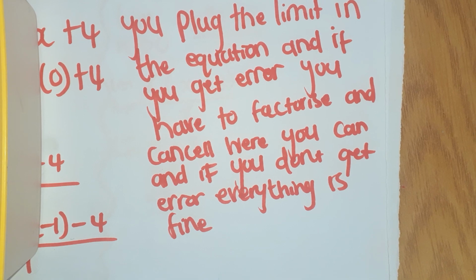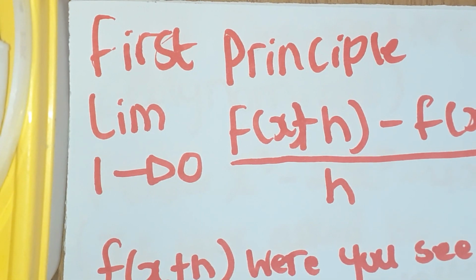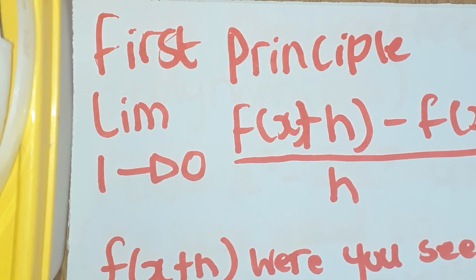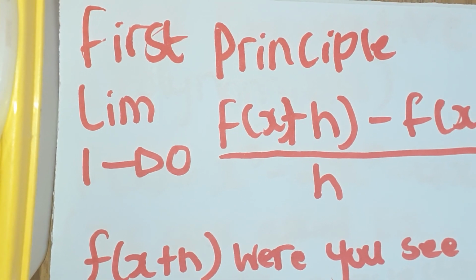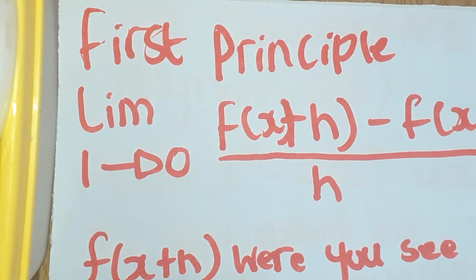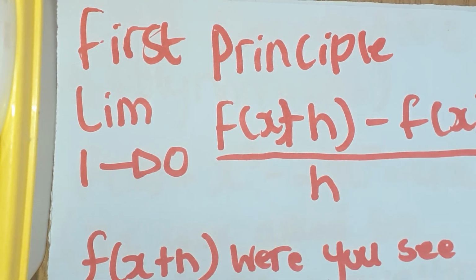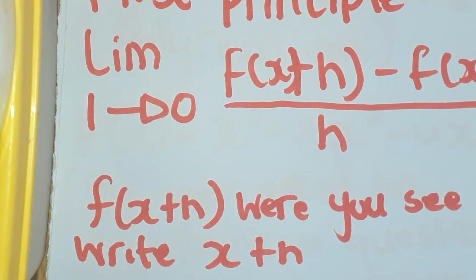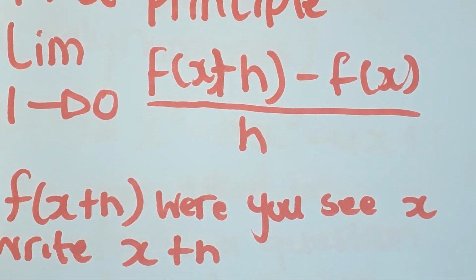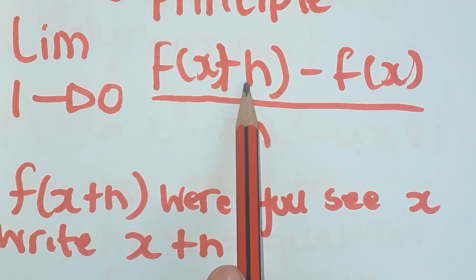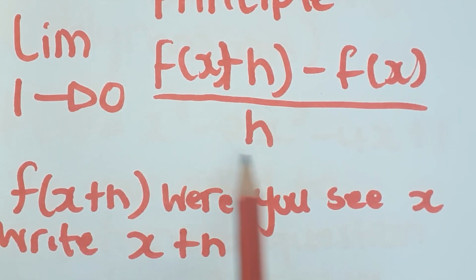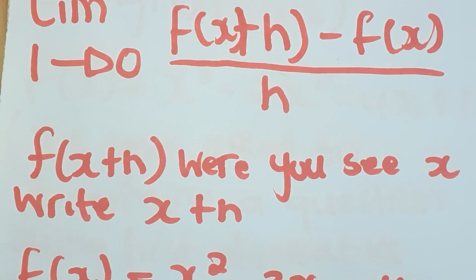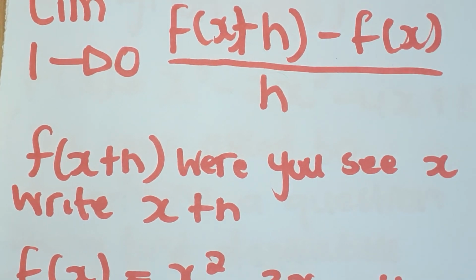So let's move on. All right, now the second part is first principle. So firstly, we have learned how to apply the limit, which you will see we will be using towards the end, until the end. So we are doing first principle, right? And the formula for first principle is f at x plus h minus f at x all over h, with the limit here. That is the formula for f prime of x.